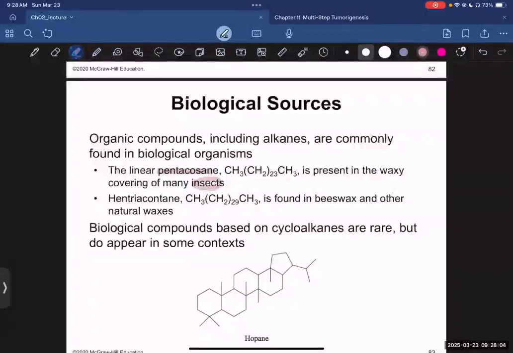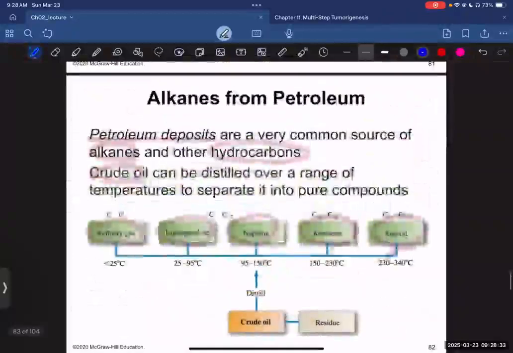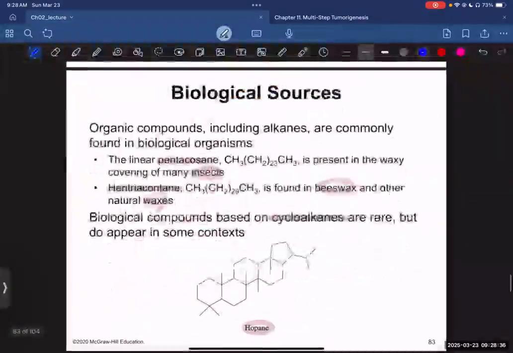And if we look at hentriacontane, they were able to find out that this type of alkane is found in beeswax and other waxes. And when we look at cycloalkanes, they're not found in abundance in nature. However, there are cases where we do find them. For example, if we look at hopane, they were able to find out that they are part of the bacterial cell membrane, and so it could be found. It can usually be found in petroleum deposits, but it is also incorporated in nature as well.